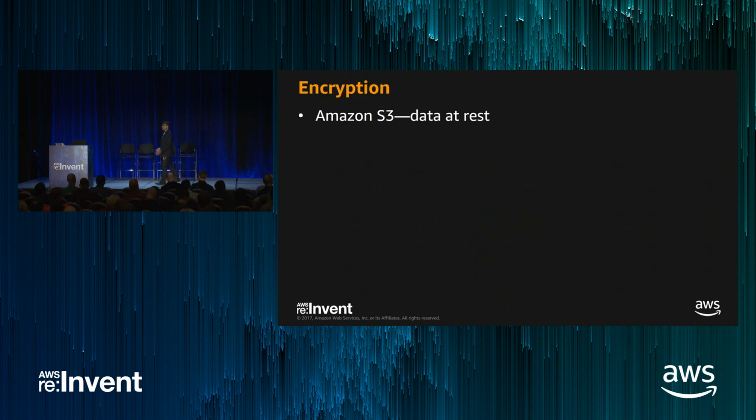Now we have the data, and we have an engine that can process it at a big data scale. The next thing comes encryption. Amazon S3 provides data at rest encryption. You can directly encrypt your data in S3.